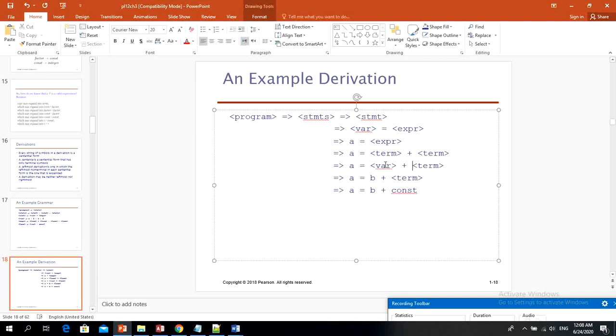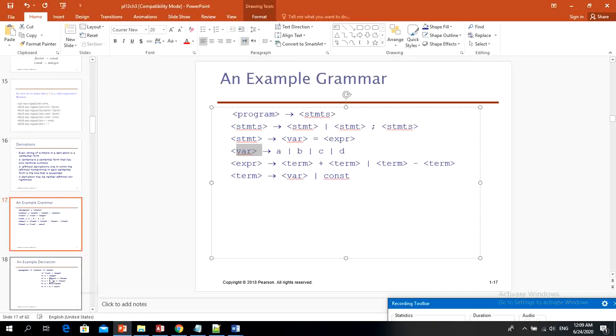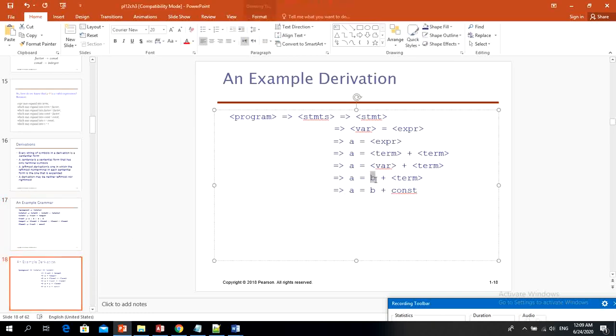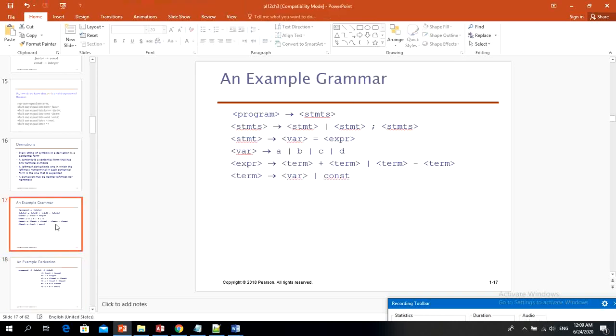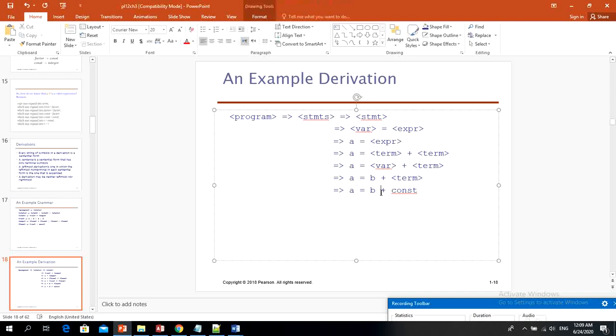And since this variable could be a constant, it could be b, because here it could be a or b or c or d according to this example. Var variable could be one of them, so I'm just using b here. Plus what? Plus term. So put term here, and this term could be a constant, because a term could be either a variable or a constant. So a equal b plus constant. A valid statement like that could be like this.